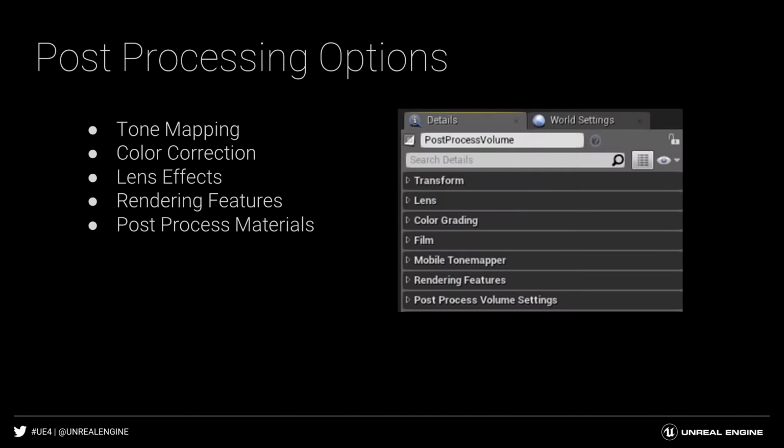These are the topics that we'll be discussing today in the webinar. We're going to start out by looking at tone mapping, which is basically like selecting a film stock for our project. After that, we'll look at the color correction controls. Then we'll look at lens effects, rendering features, which includes ray tracing options. And finally, we'll talk about adding post-process materials to your scene, which allow you to add full-frame custom effects, such as outlining or other stylized effects.